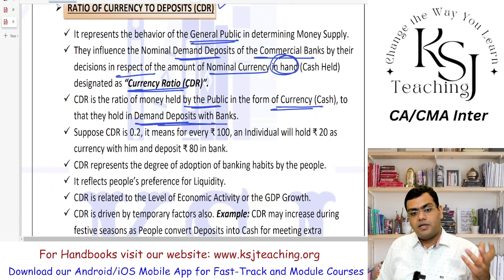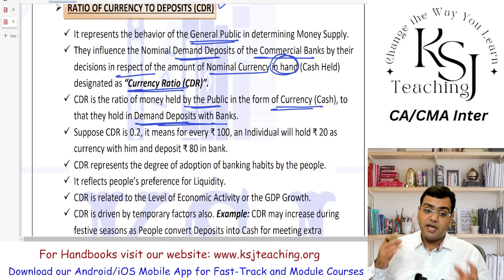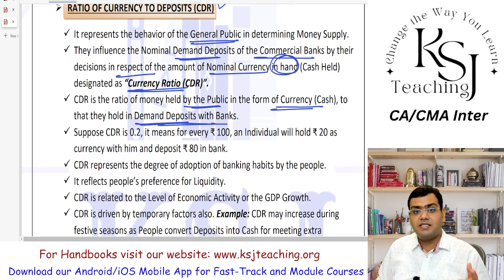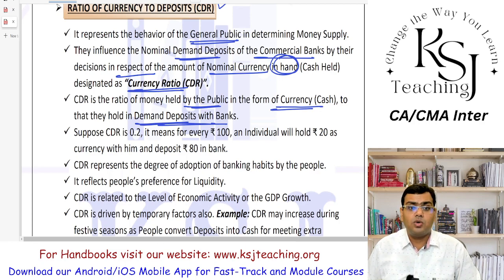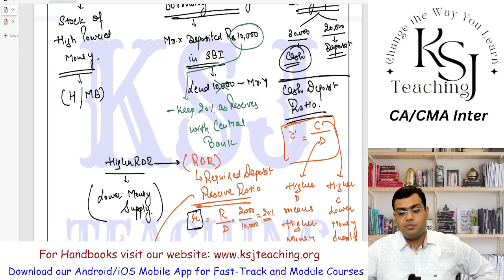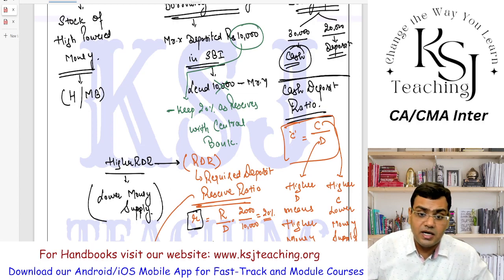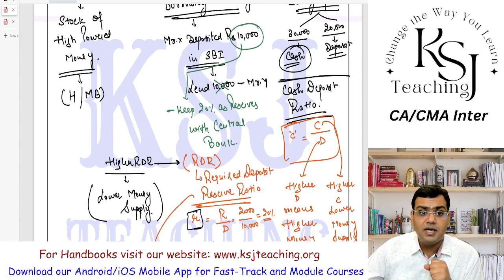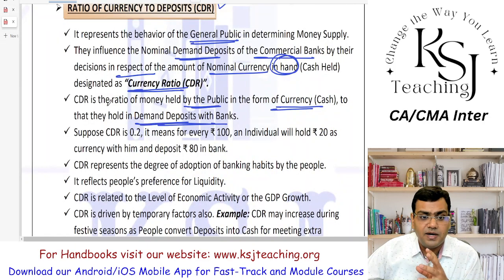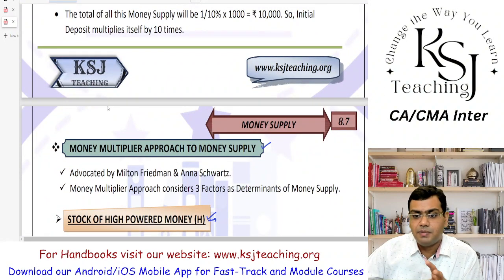Clear? So 30,000 they want to hold in cash, 20,000 they want to hold in the form of deposits. The ratio between that is known as the currency ratio, or currency to deposit ratio, cash to deposit ratio, CDR, right? So it can be known by various names. It is known as cash deposit ratio. It is known as currency deposit ratio also, right? So cash here means the currency only, nothing else. So with that we have covered all these topics, these 3-4 pages in particular.